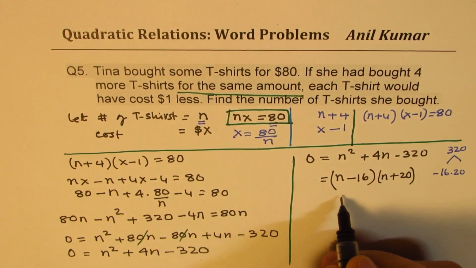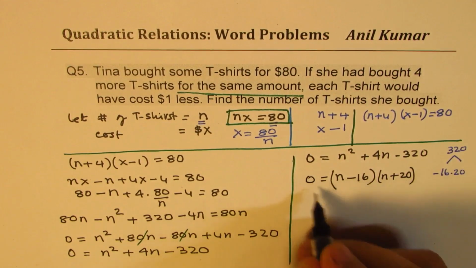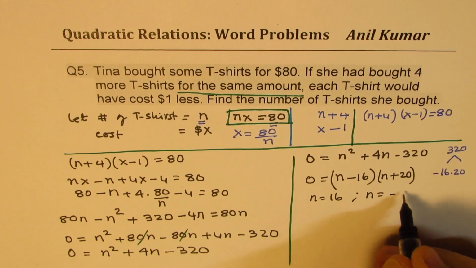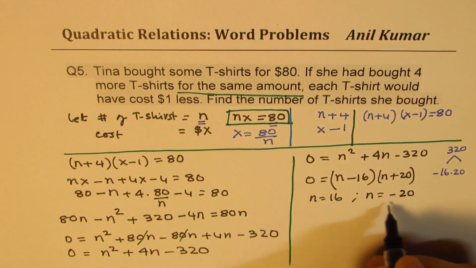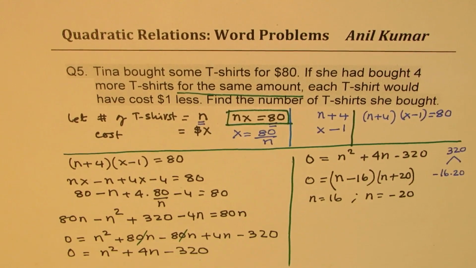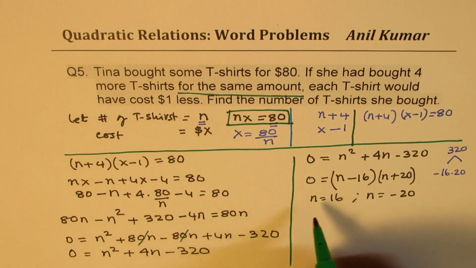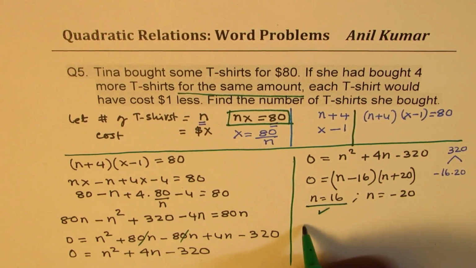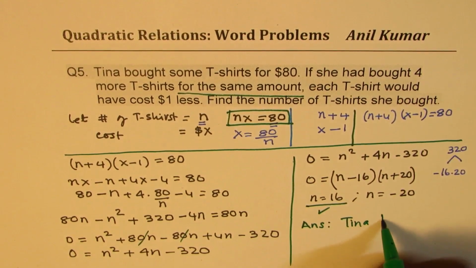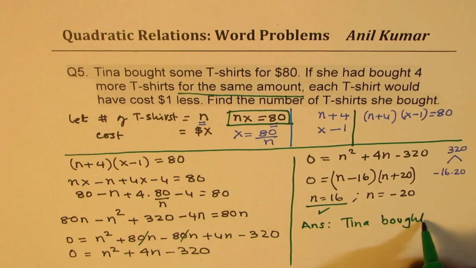So from here we get two solutions. One is n equals 16, the other one is n equals minus 20. You cannot have minus, so that is not valid. So the valid solution is n equals 16, right? So our answer is Tina bought 16 t-shirts.